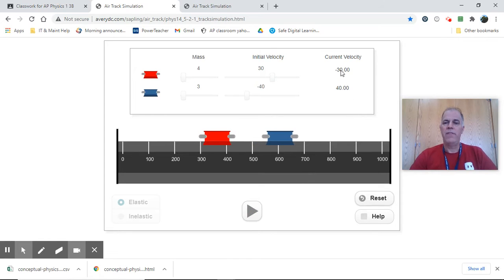Right? They kept the same speed. They just changed direction. They bounced off each other and went back at the same speed at which they came in. All they did was change direction. So that's kind of interesting. How'd you pull that one off? Well, it's because of the numbers that I used.